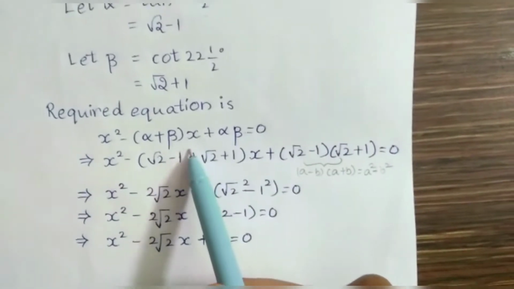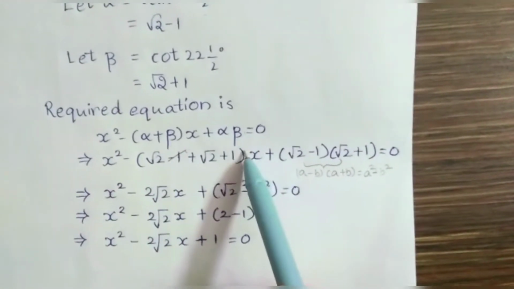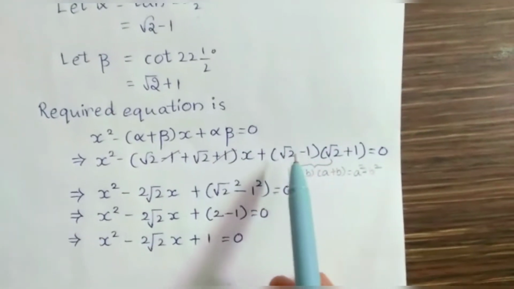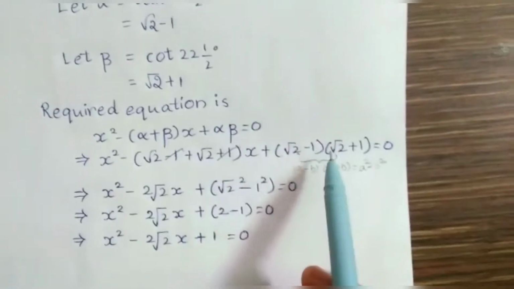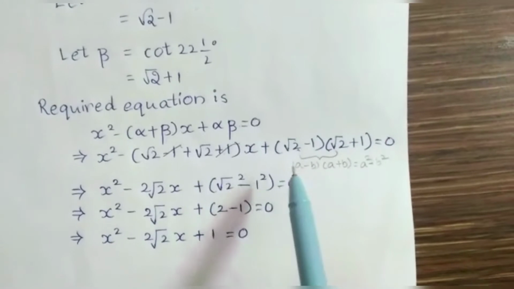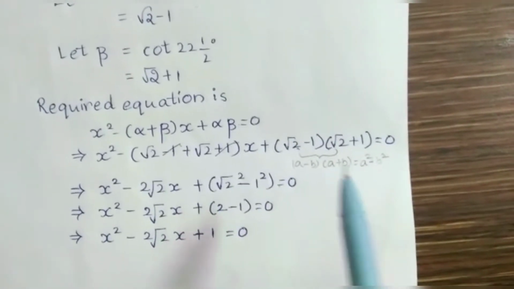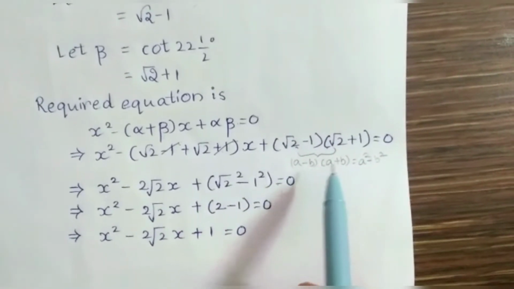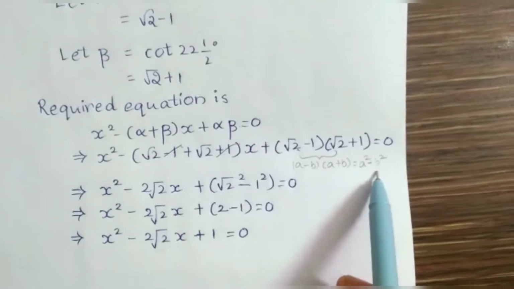So here minus 1 and plus 1 get cancelled. Here, root 2 minus 1 times root 2 plus 1. So this is in the form of a minus b and a plus b. So a minus b times a plus b equals a square minus b square.